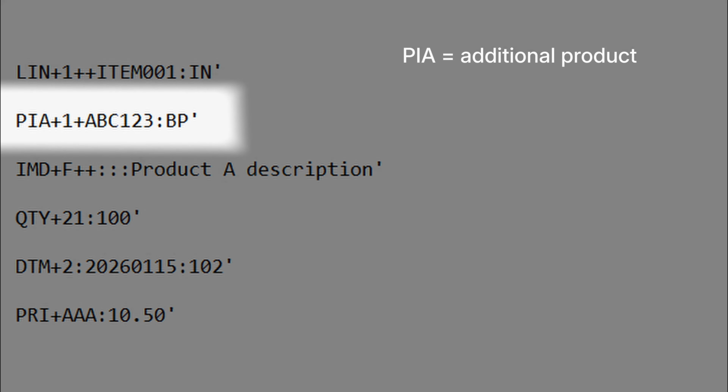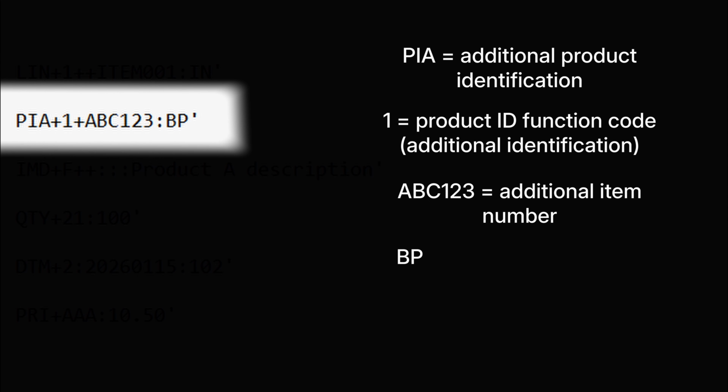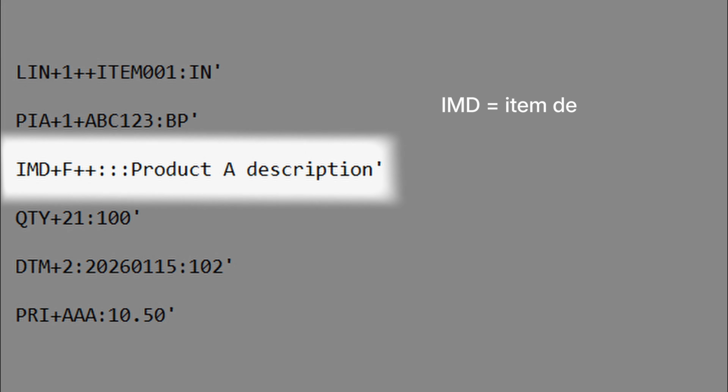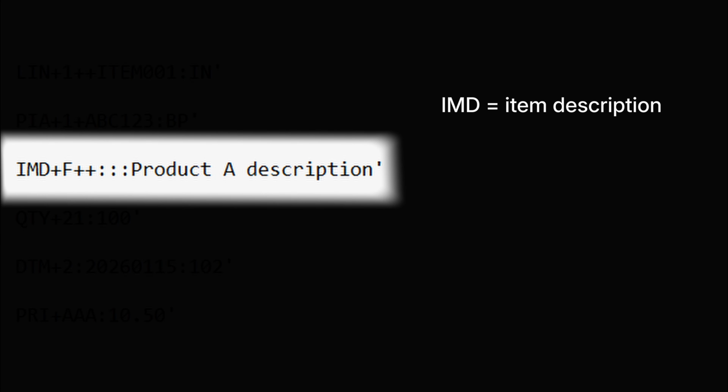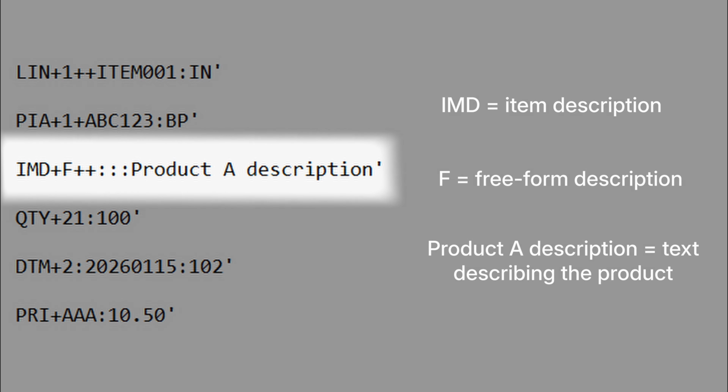The PIA segment provides additional product identification. ABC123 with qualifier BP represents the buyer's product code. This allows buyers and suppliers to reference the same product using different codes. The IMD segment contains the product description. Qualifier F means free-form description. The text is meant for human readability. In practice, systems should never rely on IMD for identification. Product codes are always more important than descriptions.